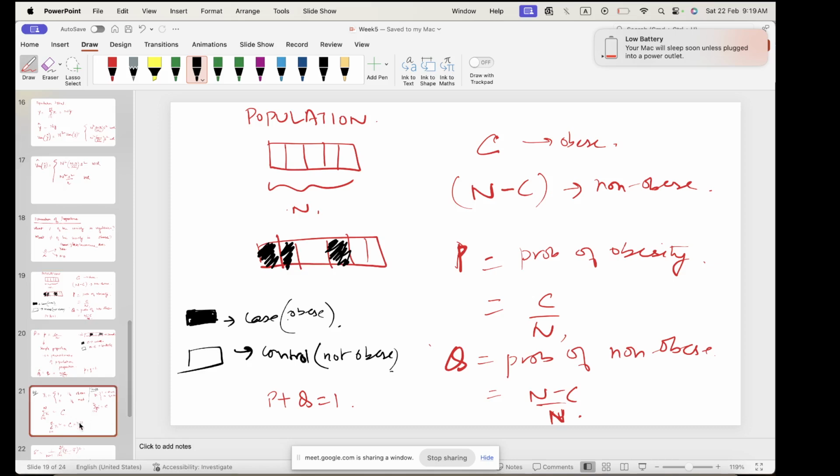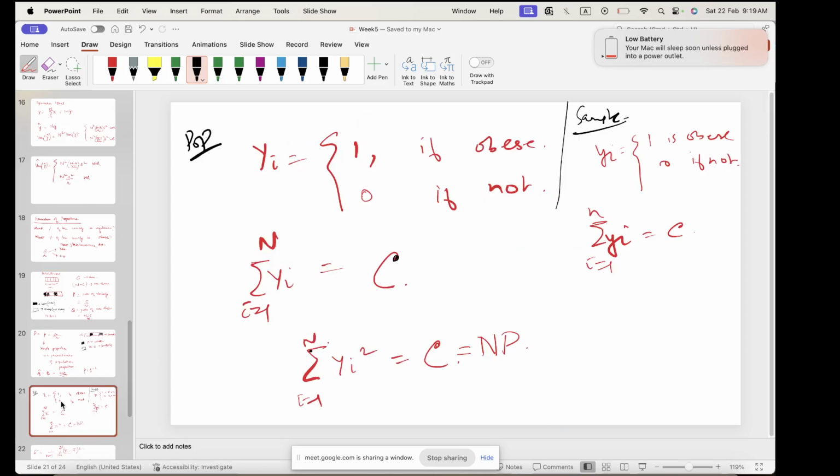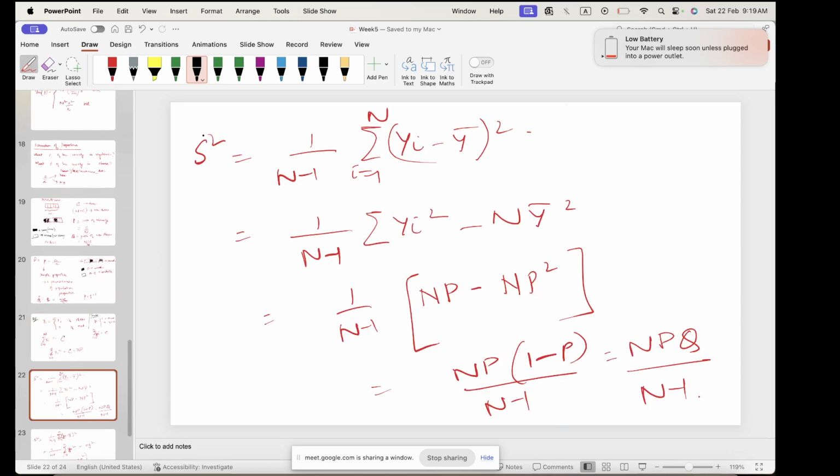Okay, and then if I try to write down this formula of capital S square, then I find that this can be expanded in this manner, i equal to 1 to capital N, and this term is actually NP and y bar is capital P. So NP minus NP square, I would have NPQ by N minus 1.